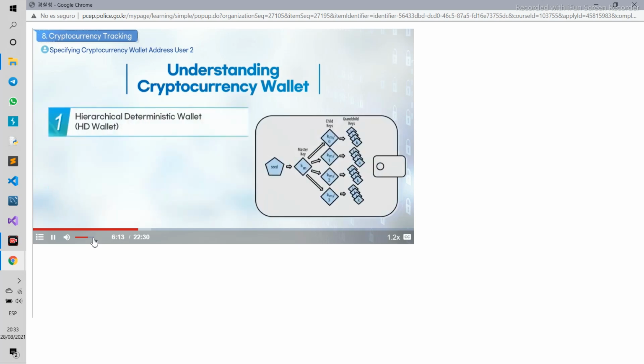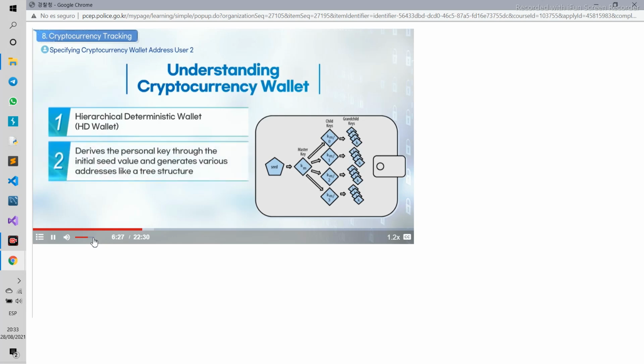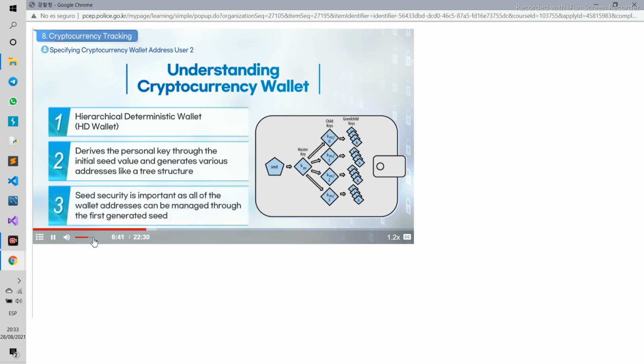Lastly, the most advanced and most used cryptocurrency wallet is the HD wallet, which is an acronym for Hierarchical Deterministic Wallet. Like the deterministic wallet before, it derives the personal key through the initial seed value, and then it generates various addresses by calculating the keys of the next generation through a tree structure. In this format, it is not only easy to manage various wallet addresses, but also has the advantage that wallet address generation cannot be predicted from the outside.